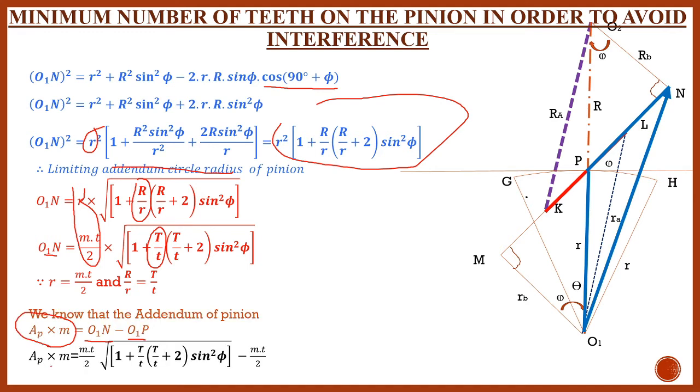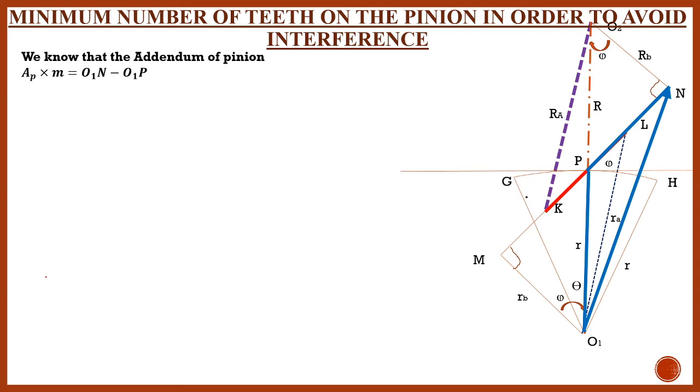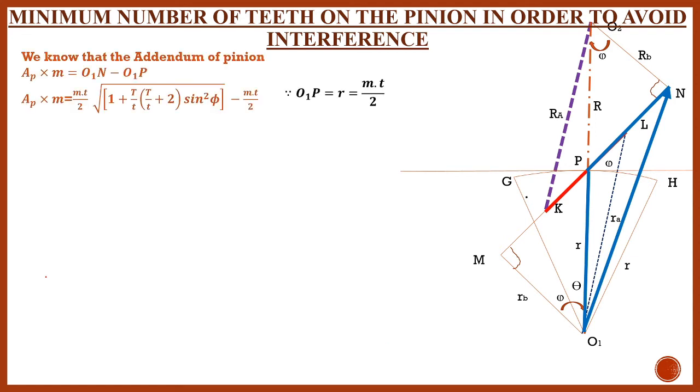Now that AP into M is equal to O1n, just consider this equation, O1n minus O1p, which is the radius, which is of m into t by 2, that we already mentioned over here. Now I'll again take this mt by 2 as a common term. We'll find in the curly bracket that AP into M is equal to m into t by 2 into this total equation. Again, m gets cancelled.